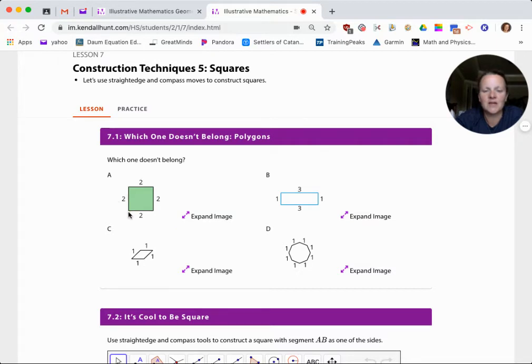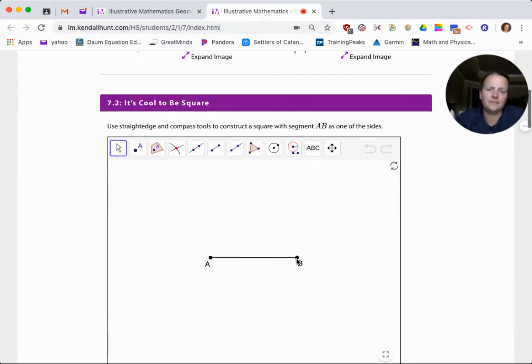I do want to point out this right here is a square, and all the sides are equal. This is 1, 2, 3, 4, 5, 6, 7, 8-sided, which is an octagon, a regular octagon, because everything is equal. All right, so here we are going to use a straight edge and a compass to construct a square with segment AB as one of its sides.